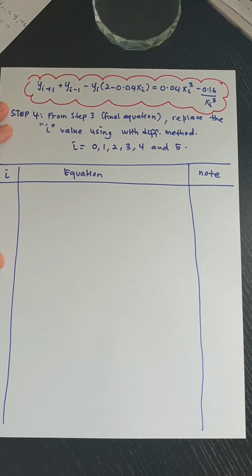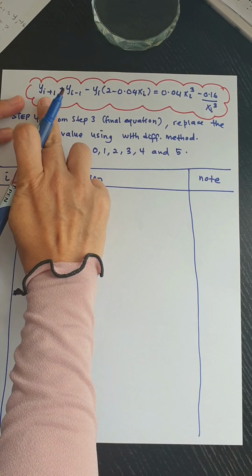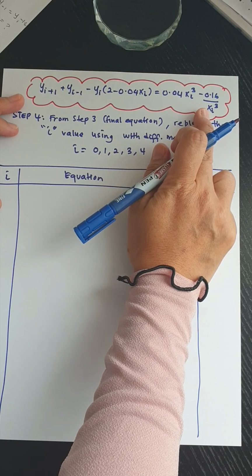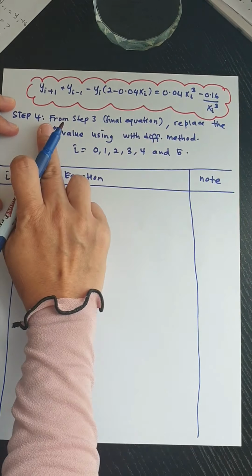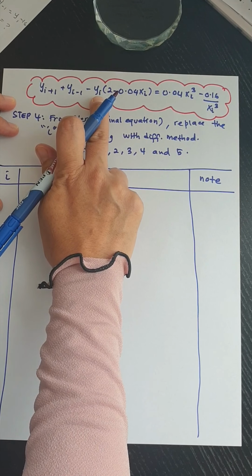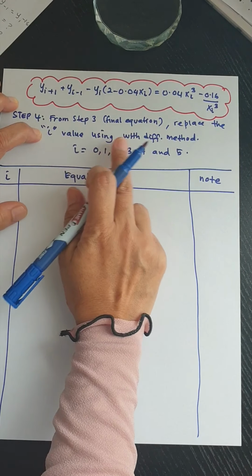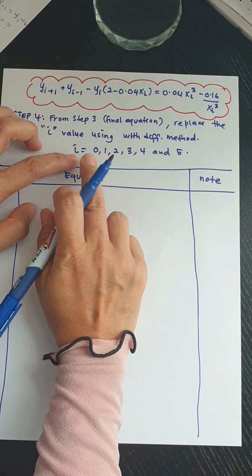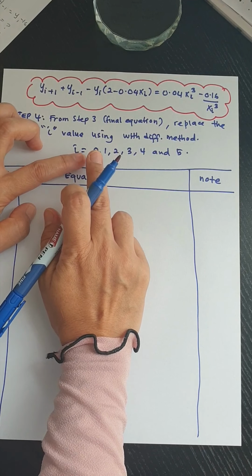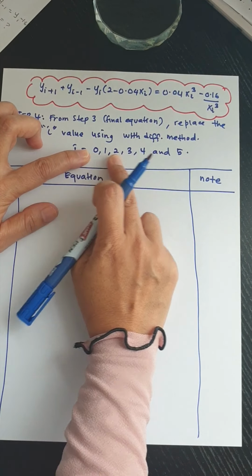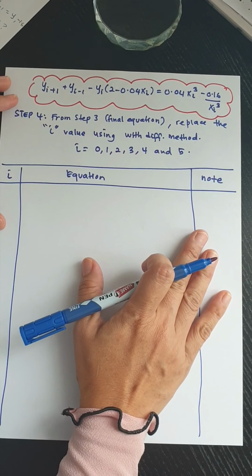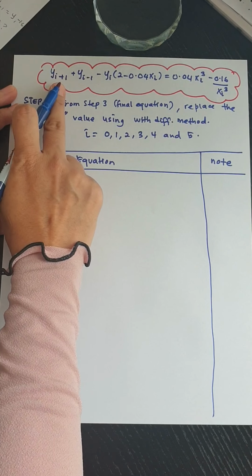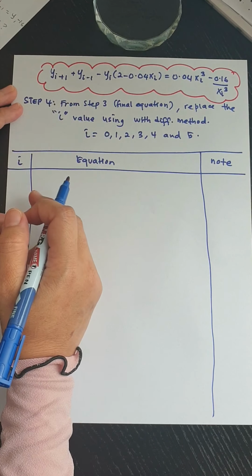Now we continue on step 4. This is basically your final equation that you get from step 3. In step 4, you have to use this equation and replace the i value using the differentiation method. For this method, you basically have to replace i for all the data set from 0 until 5.